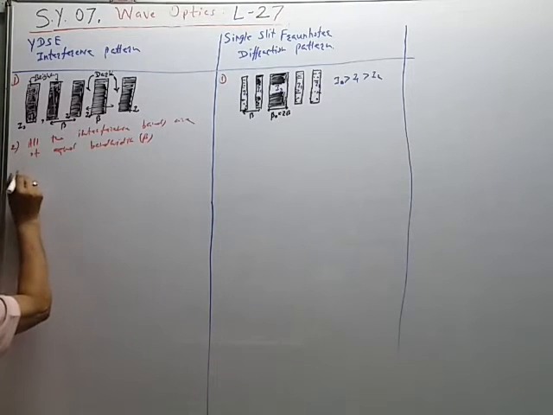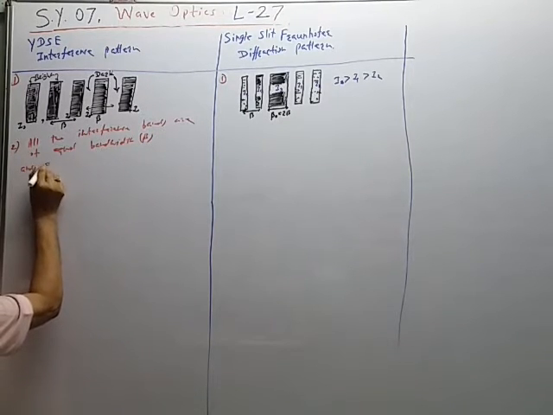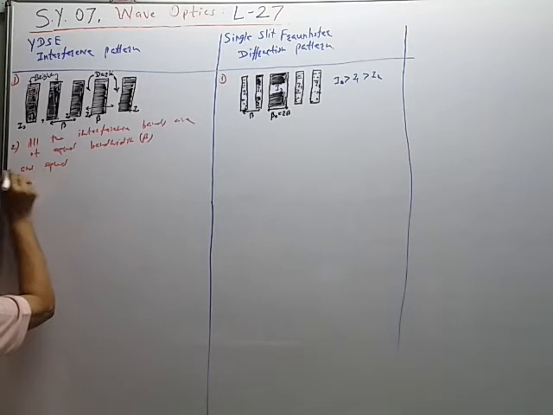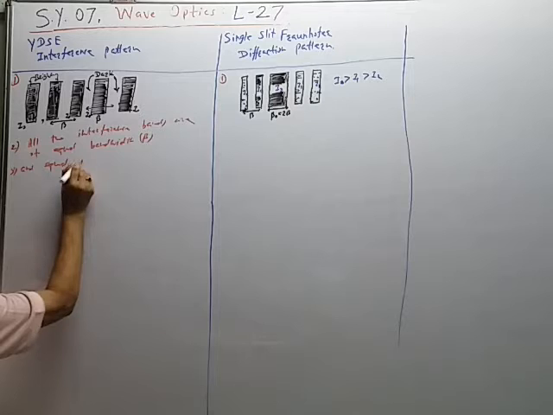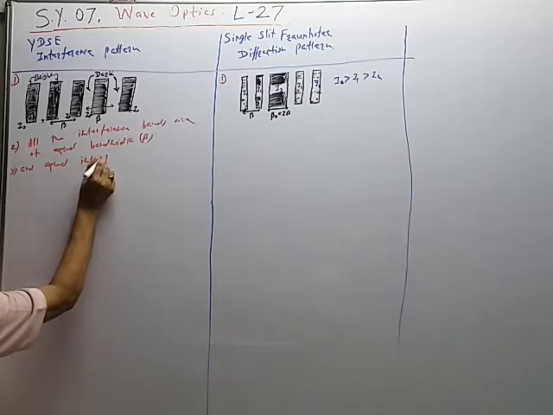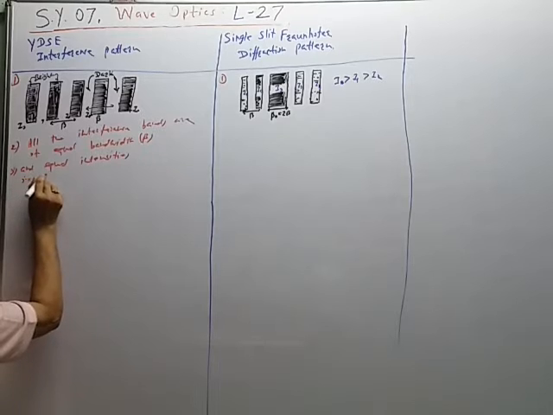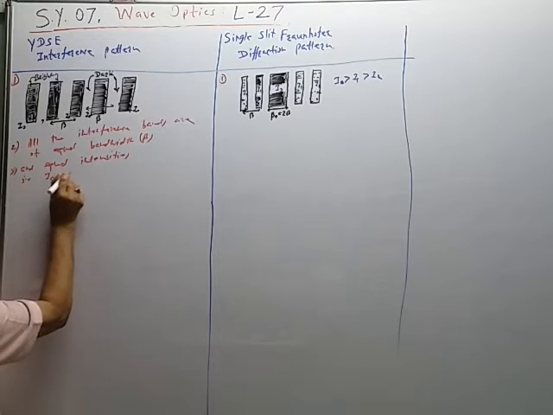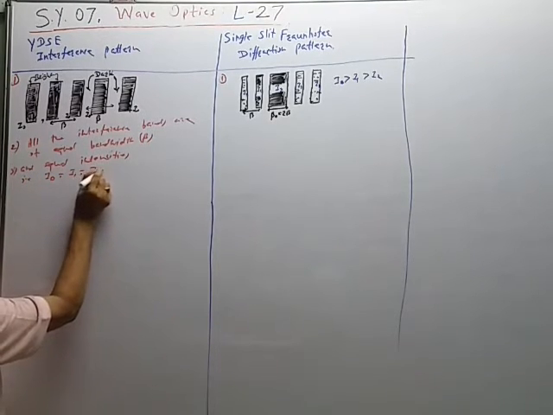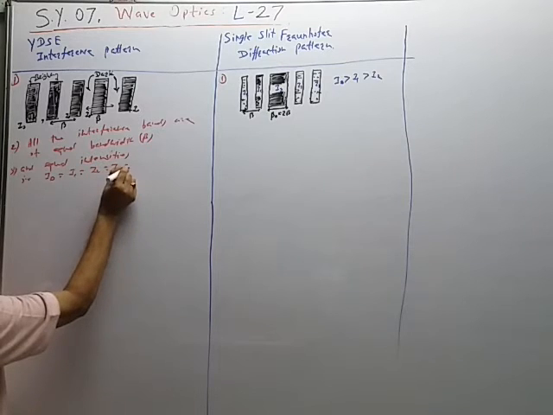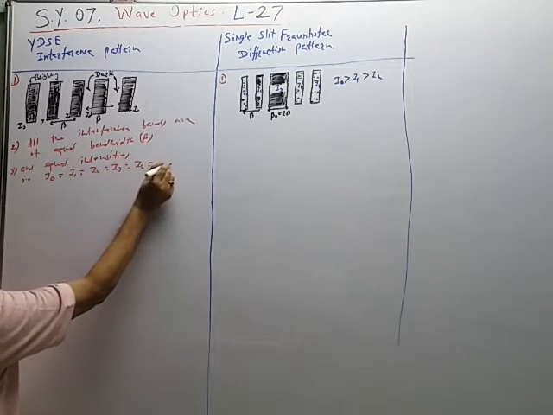Beta and third point, and equal intensities, that is I0 is equal to I1 is equal to I2 is equal to I3 is equal to I4 is equal to dot dot dot.